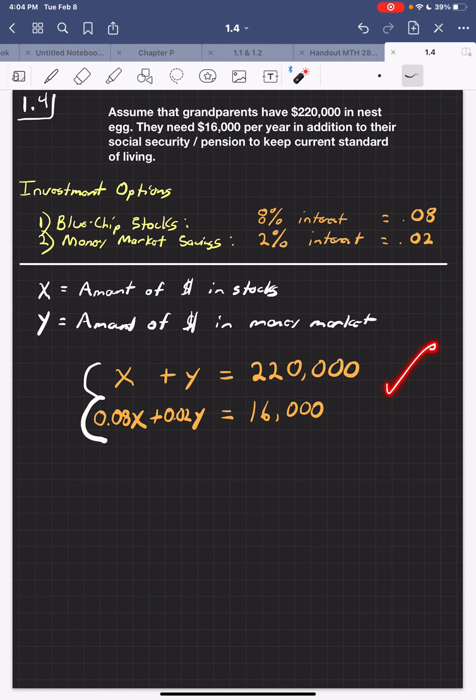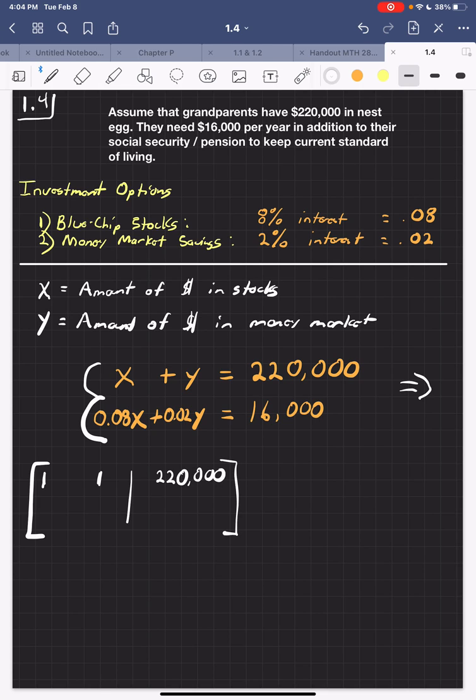Okay, so again, since this is linear algebra, let's think of this as a matrix, right? It's been a little bit. So let's go ahead and convert this system of two equations and two variables to a matrix. All right, let's grab the coefficients. So I got 1, 1, and then 220,000. And now we'll go to the second equation, grab those coefficients. So 0.08, 0.02, and 16,000.